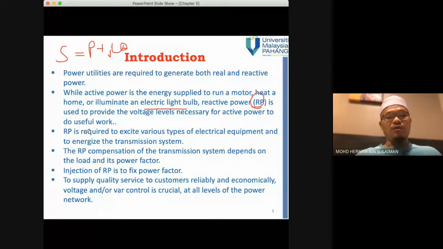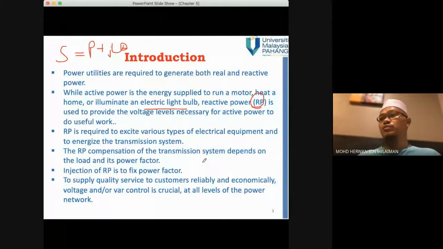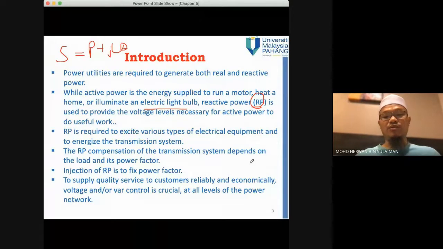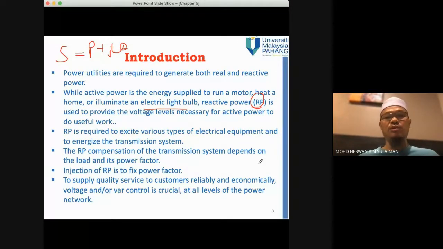Okay, so reactive power is required to excite the various types of electrical equipment and to energize the transmission system, and the reactive power compensation of the transmission system depends on the load and its power factor. So remember you belajar to improve the power factor, right? So apa yang perlu you buat ialah you inject the reactive elements. Biasanya you inject capacitor. Kan? So that's why you need to find the suitable capacitor punya value in order to improve you punya power factor.